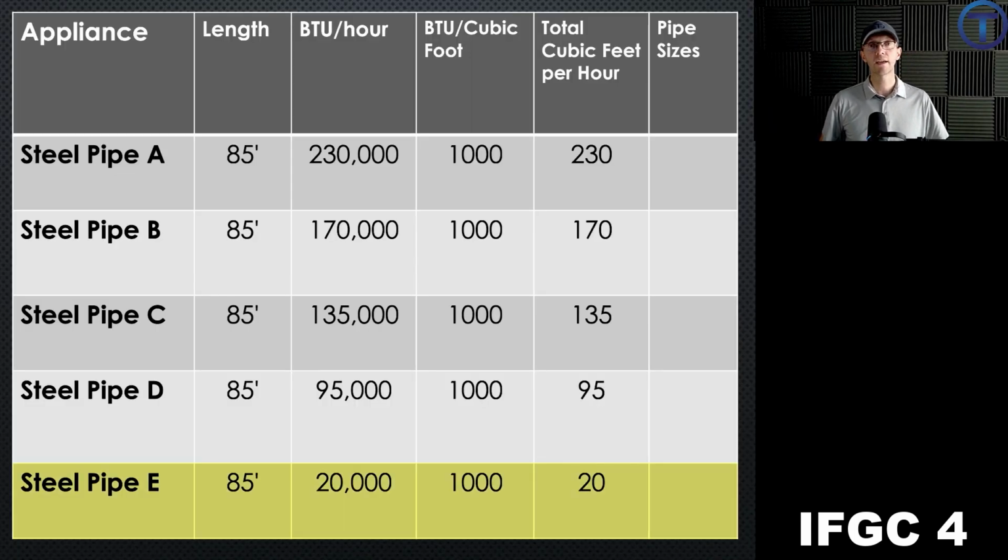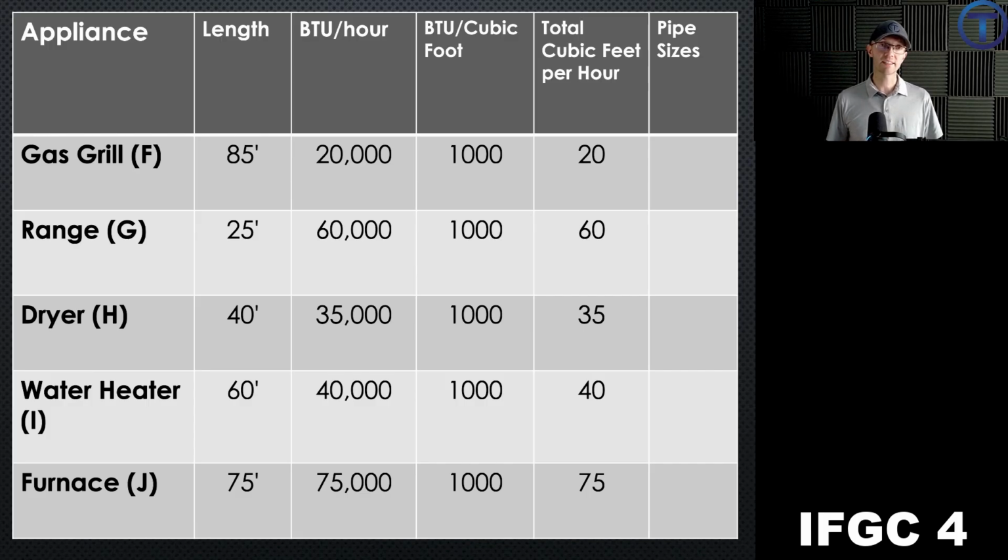We divide by 1,000 and we get 20 cubic feet per hour. We've got this completed on this section. Now we have all of the trunk line cubic feet per hour figured out. That's what we need in order to size. Let's have a look at the appliances themselves. This is where we have our branches listed for each of those.